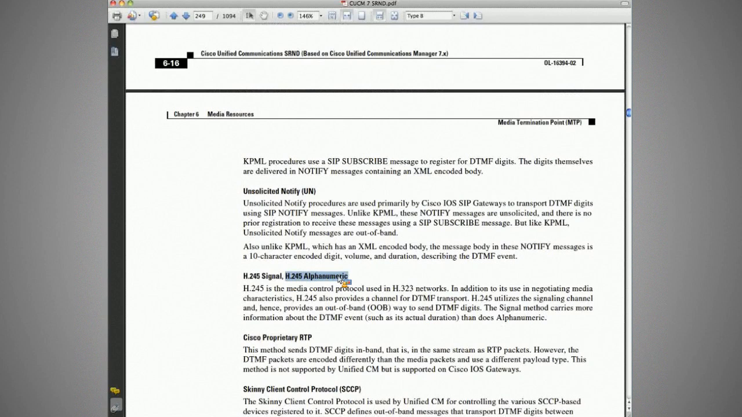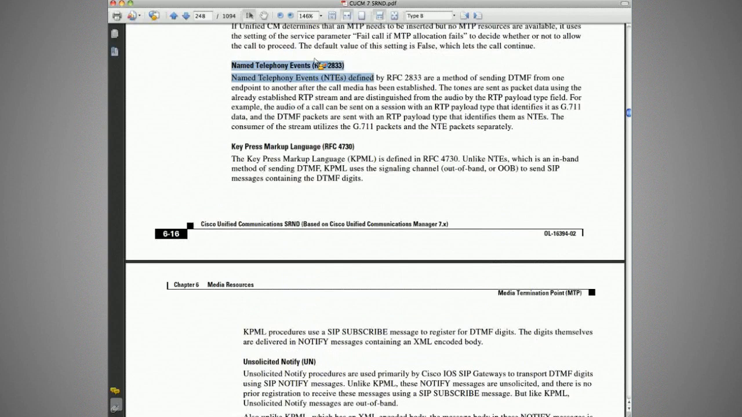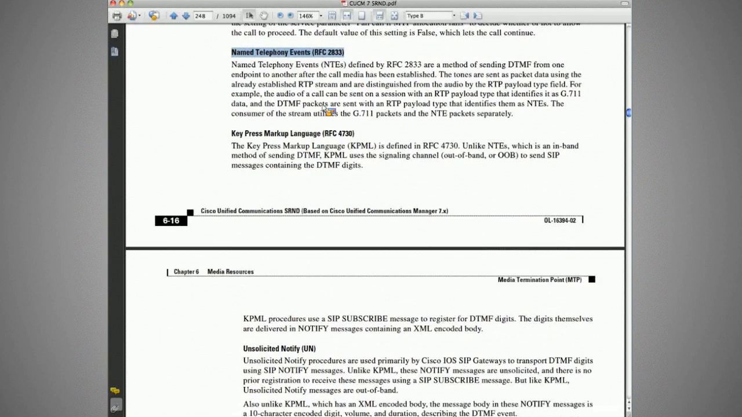Now, most people use H245 alphanumeric in their DTMF relay commands. However, the signal method actually carries more information about the DTMF event, such as the duration. So it's going to be a better choice to always use H245 signal if you're choosing an out-of-band method, something other than DTMF, NTE, named telephony events, or RFC 2833, depending on how it's referenced.